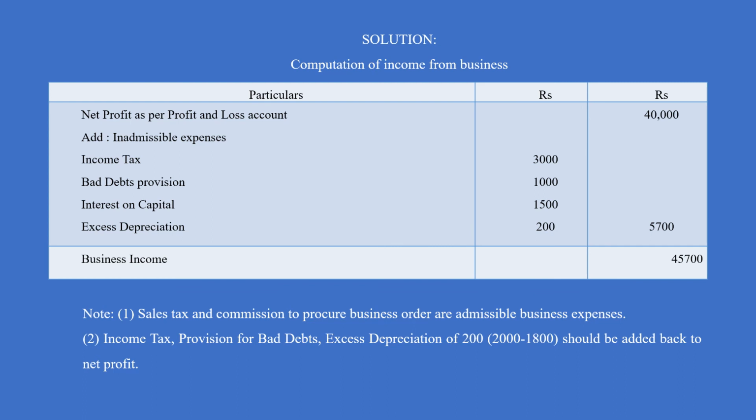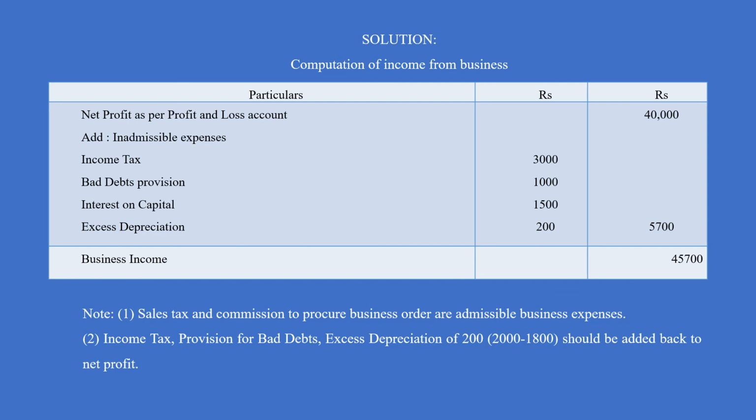Then you have depreciation. Usually depreciation is taken as an admissible expense in a business concern, but the excess amount is not supposed to be charged as depreciation. So actually 2,000 rupees has been charged as depreciation, but only 1,800 should have been given. So the remaining 200 is charged extra. So that has to be added back to the profit. So 200 is added back to the profit, and so the total of inadmissible expenses is 5,700. So from the 40,000 you're going to add back 5,700. So your business income is going to be 45,700.